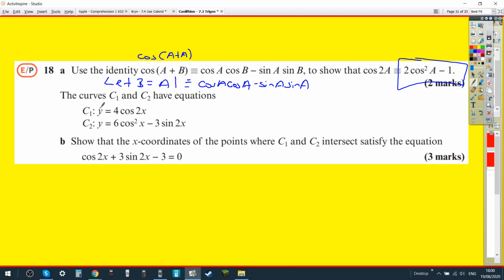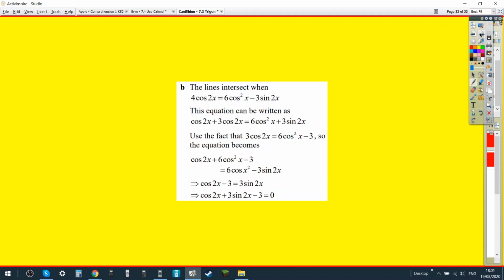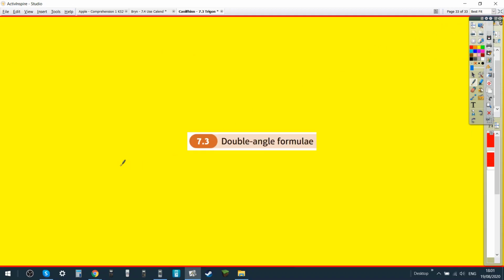And then you've got some geometry. 4 cos 2x. They're both equal to y. You make them both equal to each other. You use this identity up here that they just gave us, and you change it into, yeah. Anyway, we got almost all of it. Double angle formulae. Half. I'm happy with that.